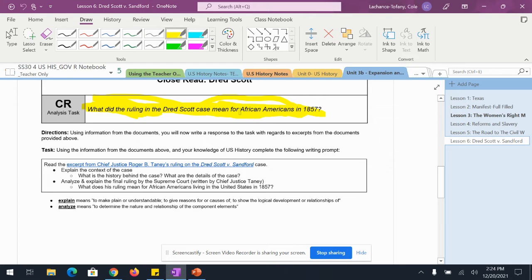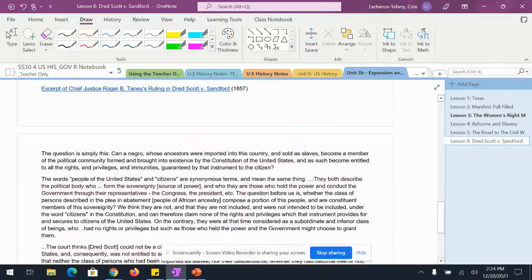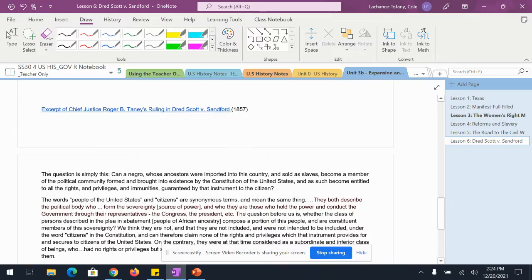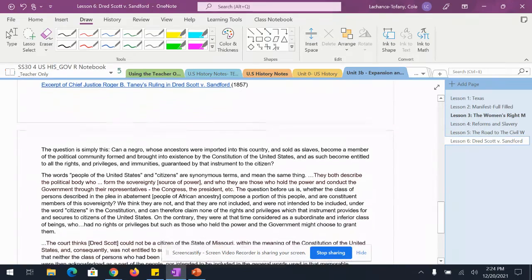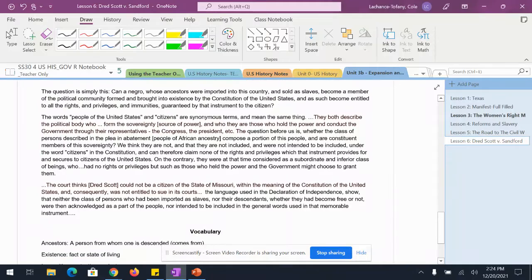All right, here we go. So, what did the ruling in the Dred Scott case mean for African Americans in 1857? So, to help you do that, use the notes. This reading up here in these questions, but as well as please make sure you read this small little segment right down here. And that's from the Chief Justice who gave the ruling in the Dred Scott case for the Supreme Court. So please make sure you're reading through that.